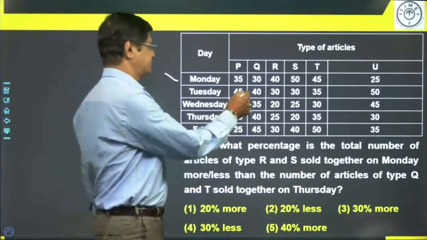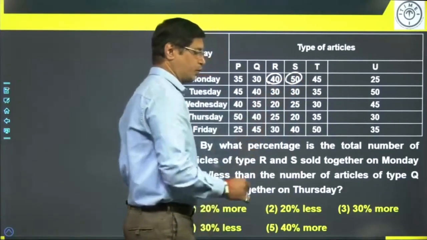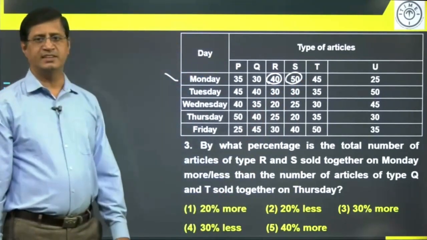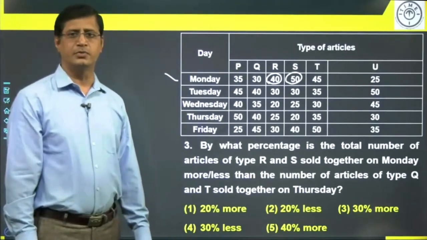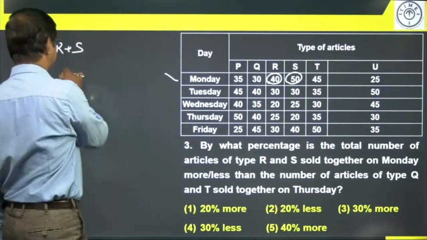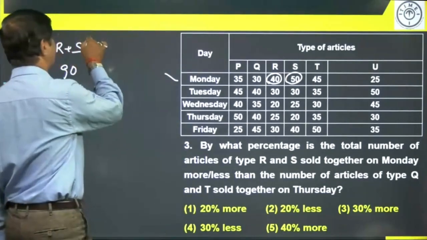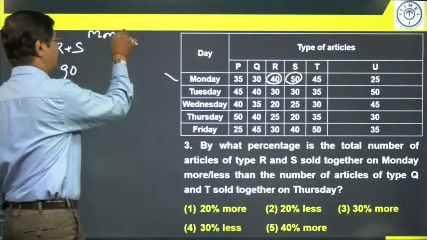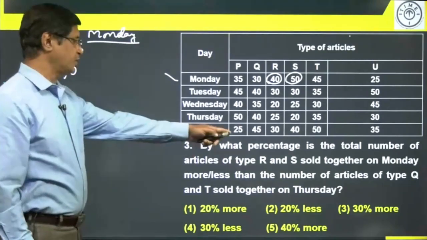R and S. R is equal to how much? 40 and S is equal to 50. So R plus S, how much is the value of R plus S? R plus S is equal to 40 plus 50, that is 90 on Monday. Okay. What is the next part?